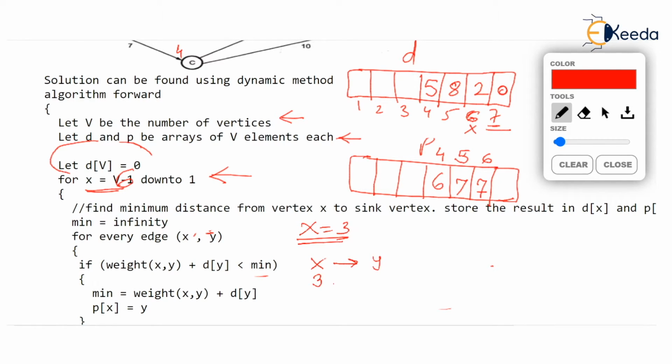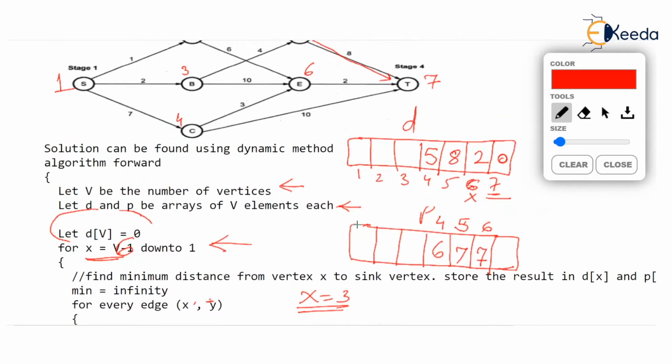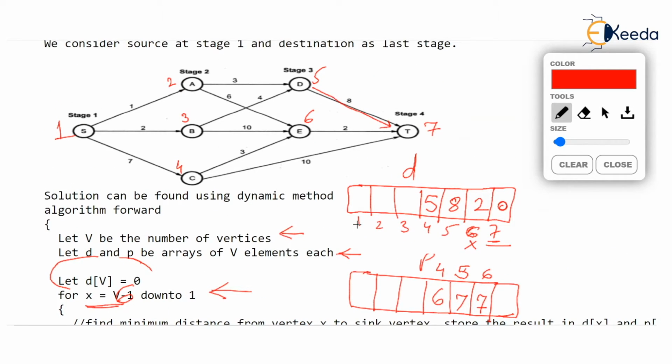So which are the edges? Which are the edges which begin with 3 and end somewhere? Let's go to our graph and see. We have an edge from 3 to 5. Observe this, 3 to 5. And we have an edge from 3 to 6. So there are two options.